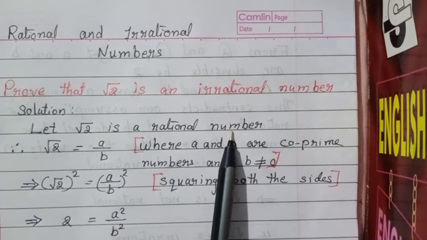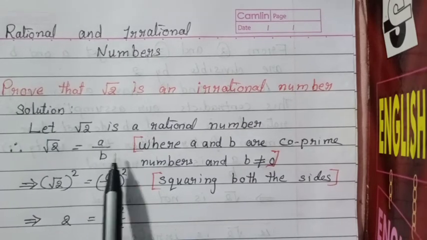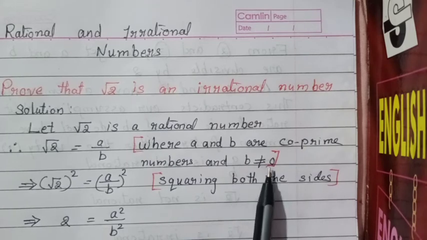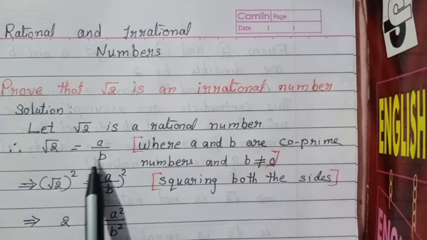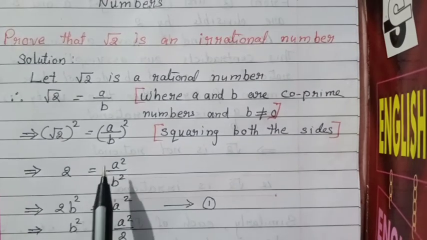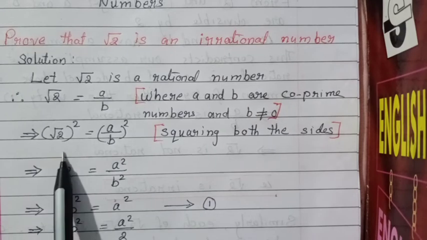A rational number means it is in the form of a by b. Therefore we can write root 2 equal to a by b, where a and b are co-prime numbers and b not equal to 0. B not equal to 0 means the denominator is not equal to 0. Co-prime means the numbers have 1 as the only common factor.